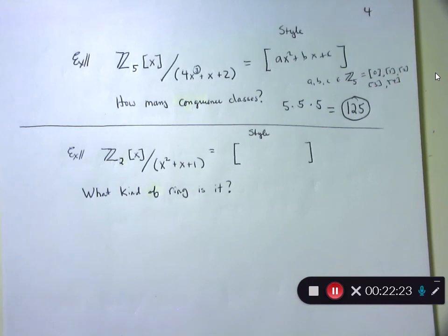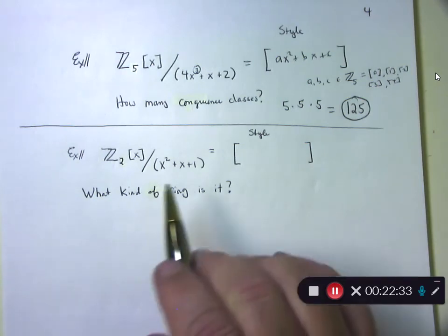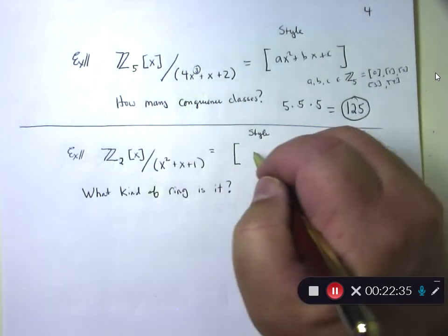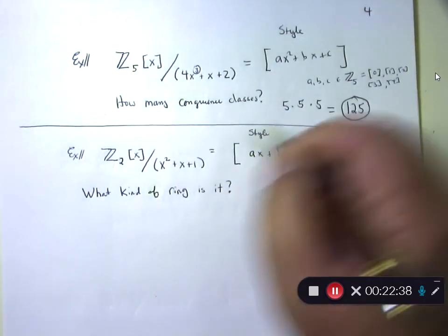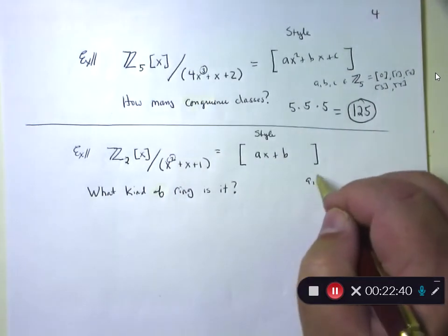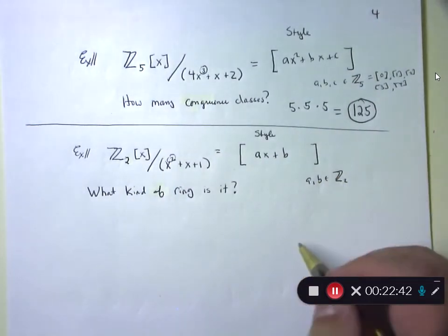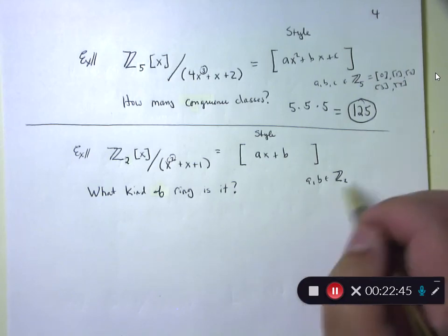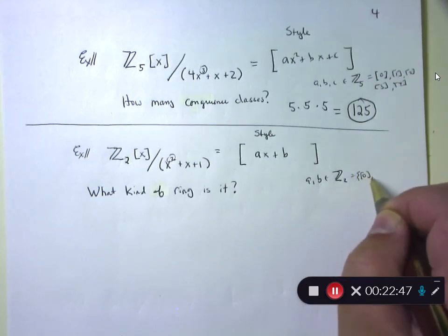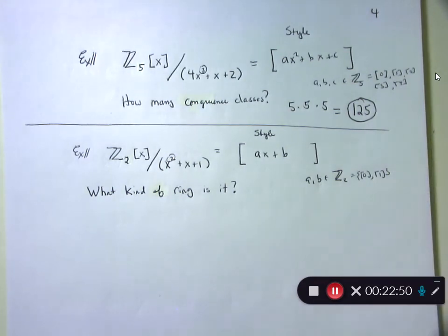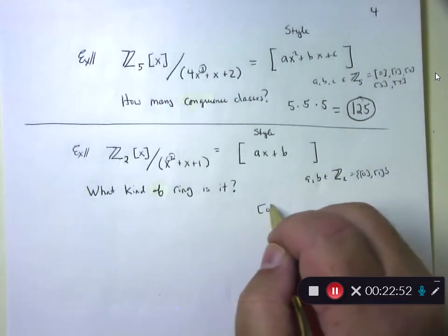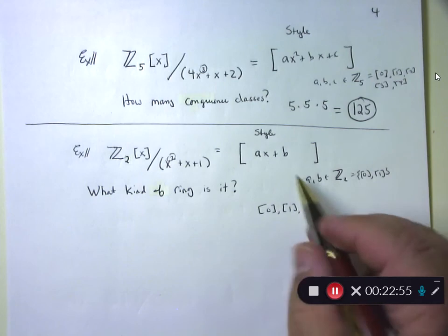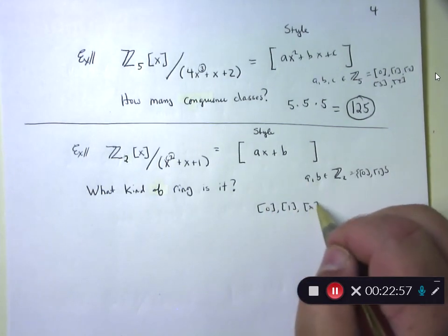This is a little better. I've got Z2 adjoined X modded out by X squared plus X plus 1. Z2 adjoined X, when you mod out by X squared plus X plus 1, gives you AX plus B, because that's degree 2, where A, B come from Z2. And Z2, just to remind you, is the binary equivalence class, zeros and ones. So your elements are 0, 1, X, and X plus 1.